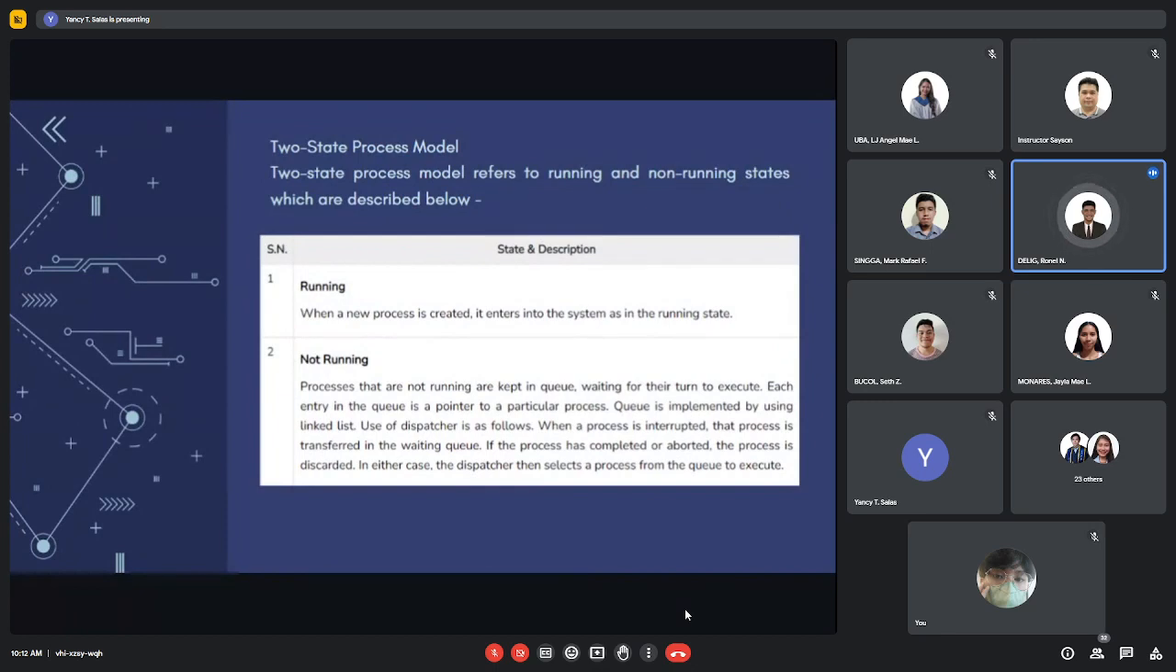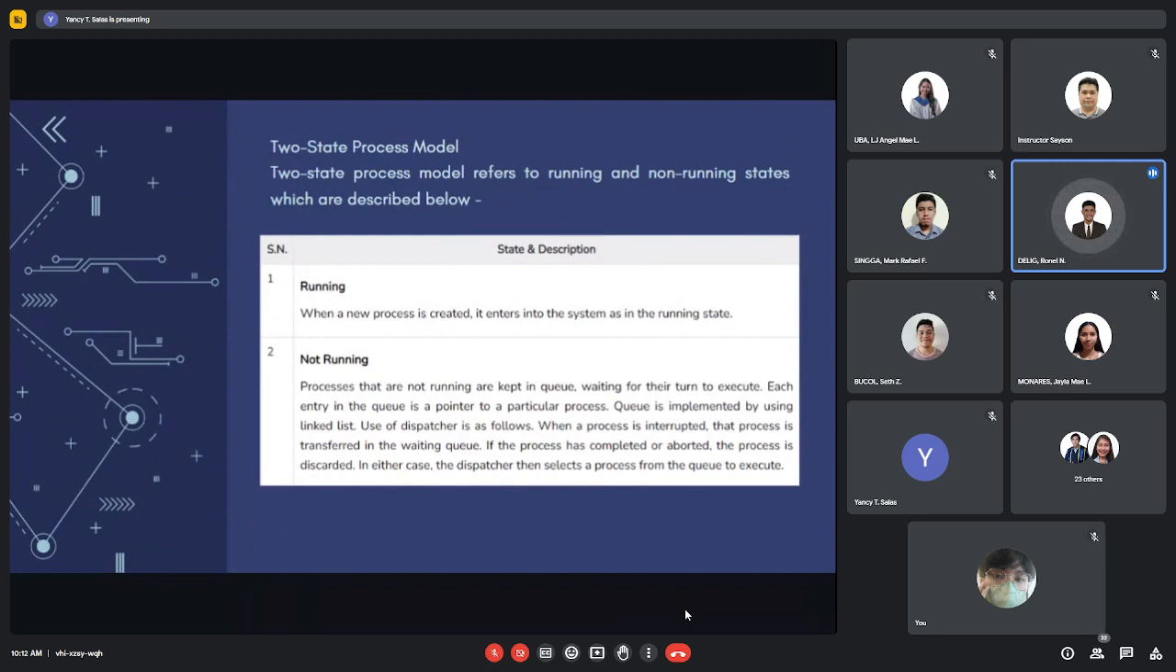So, here we have the two-state process model. Two-state process model refers to running and non-running states, which are described below. The running state means when a new process is created, it enters into the system in the running state. So when a new process is being created or produced, that process is now called a running state.